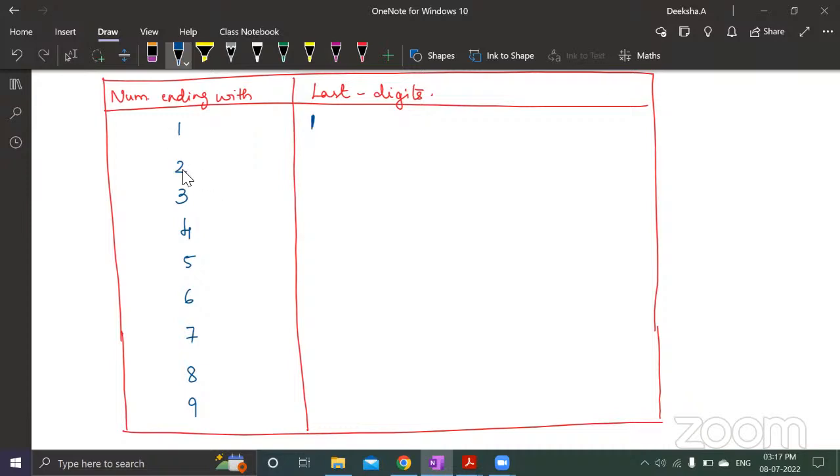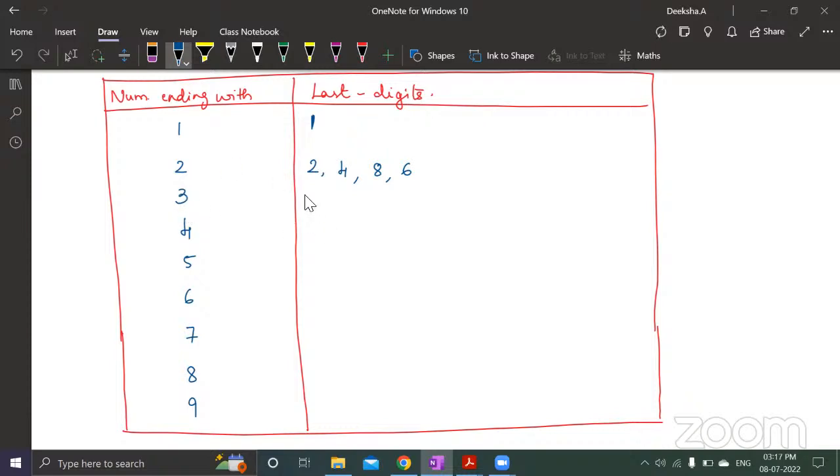Then if a number is 2 or ending with 2, how do you write its last digit? Just take 2 power 1, which is 2. Next is 2 power 2, which is 4. Next is 2 cube, that is 8. Next is 2 power 4, which is 16. I will write only the last digit, which is 6. Now 2 power 5 is 32, where the last digit is 2 and 2 is already written. So I'll stop here.